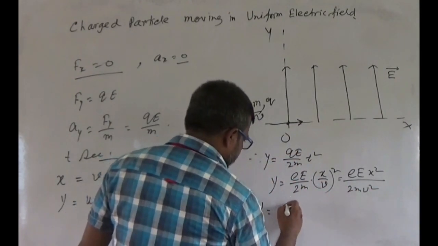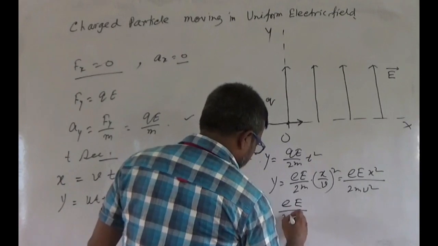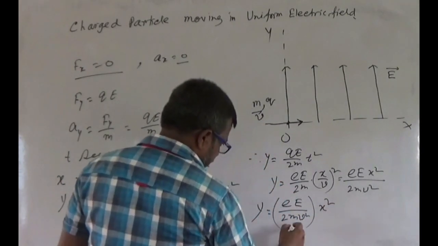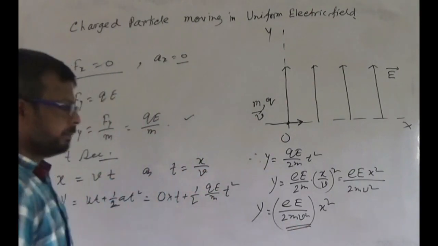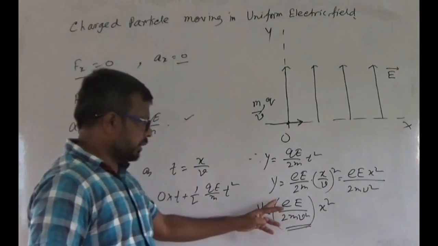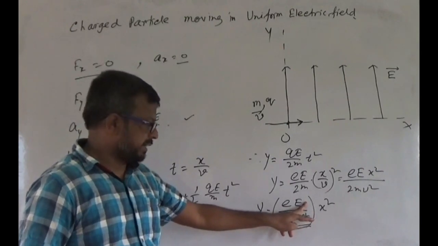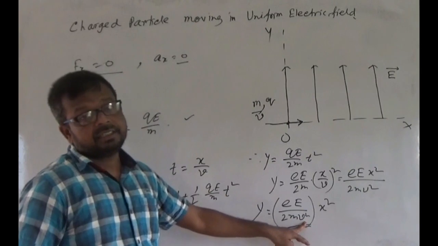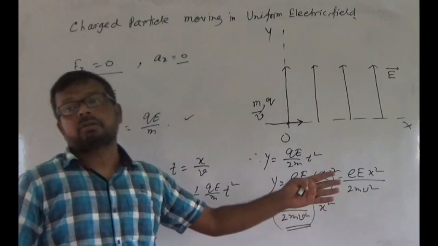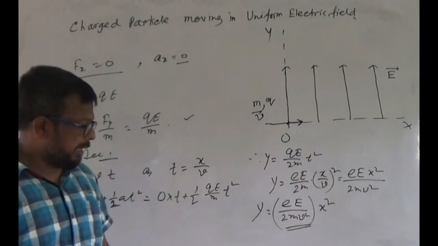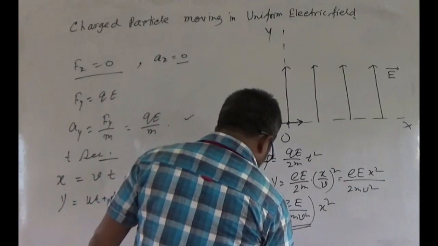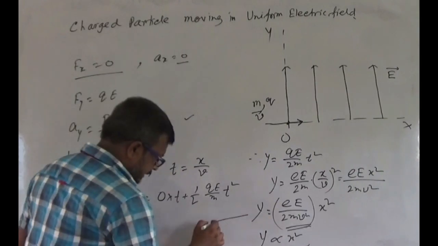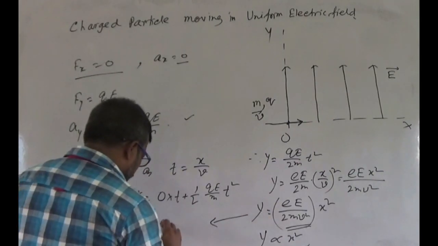Or you can write y is equal to qE by 2mv square into x square. Now see here, this is a constant term. Because q is the charge, capital E is the uniform electric field strength, m is the mass of the charged particle, and v is the initial velocity along the x direction. Right? Therefore, you can say y is proportional to x square, or you can say this is an equation of a parabola.